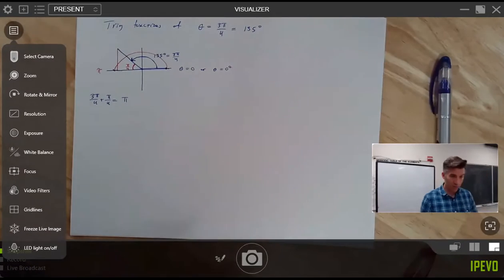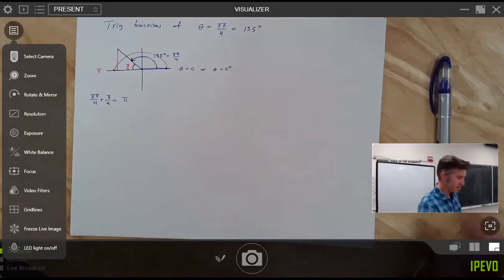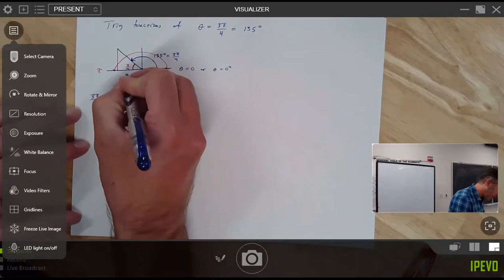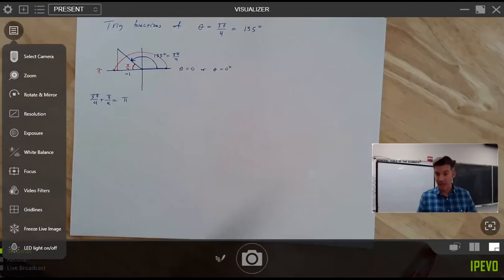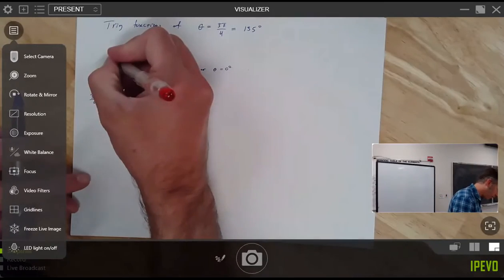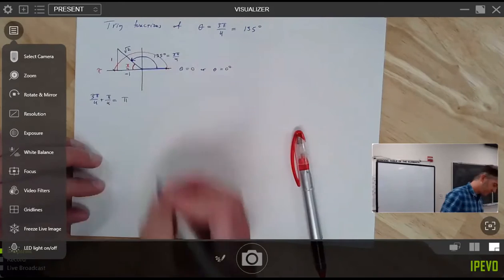So now we know what the triangle for pi over 4 looks like, right? We just looked at it. The sides are 1, 1, and the hypotenuse is root 2. There's just going to be one small difference. We're going to say that this side is -1 because we're on the negative x side now. This side up here is still +1, and the hypotenuse is always going to be positive.